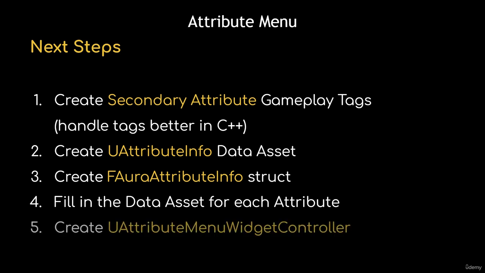And of course, we need to create our widget controller for the attribute menu. This widget controller will tie everything together, as it's going to listen to broadcasts made from the ability system, and it can perform its lookup from the data asset, attribute info, retrieving the attribute info struct that it can then broadcast up to the widget side. So now that we know our next steps, let's get started constructing this robust and elegant system.